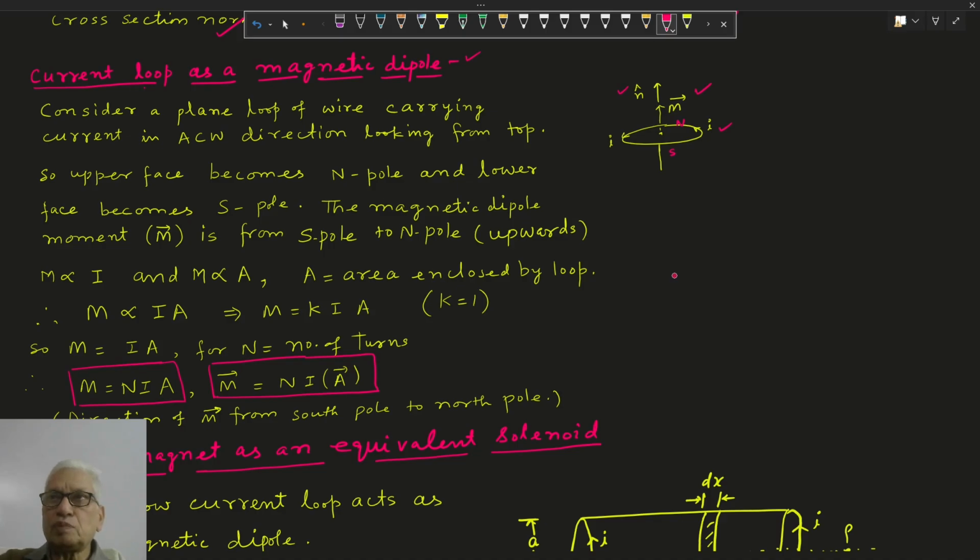M is directly proportional to the strength of the current and the area of cross section. So M is directly proportional to IA, with proportionality constant 1. If the number of turns in the coil is N, it is multiplied by N. The magnitude of dipole moment is NIA, and this is the vector form. The area vector is from south to north, so upward. The direction of M is south to north.